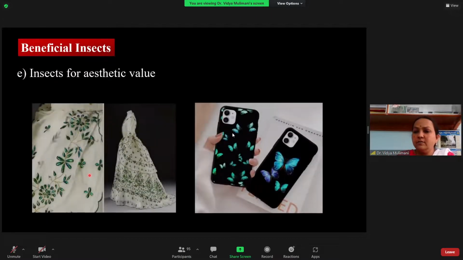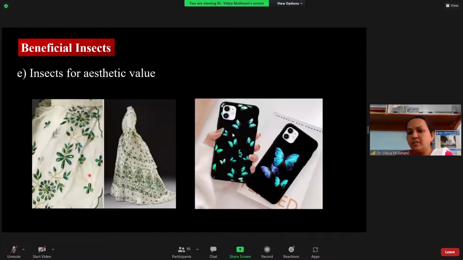Aesthetic value is mainly for beautification. Many of you may have this on your mobile, because it looks good. That is what we call aesthetic value. To the left side of mine, you can see the elytra of the, what is it? Can you identify this?